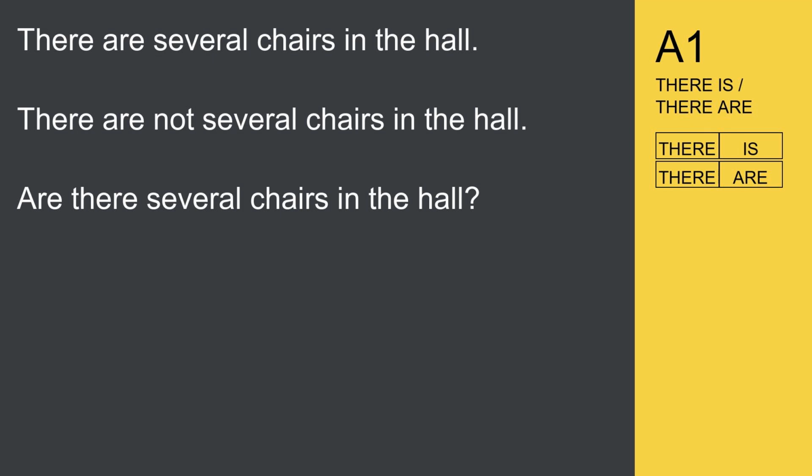There are several chairs in the hall. There are not several chairs in the hall. Are there several chairs in the hall?